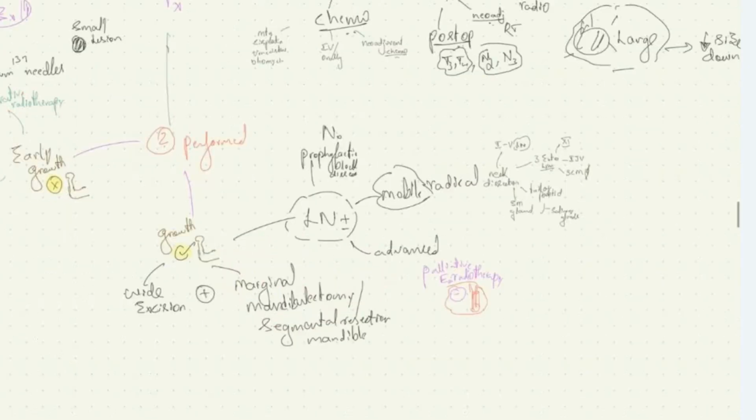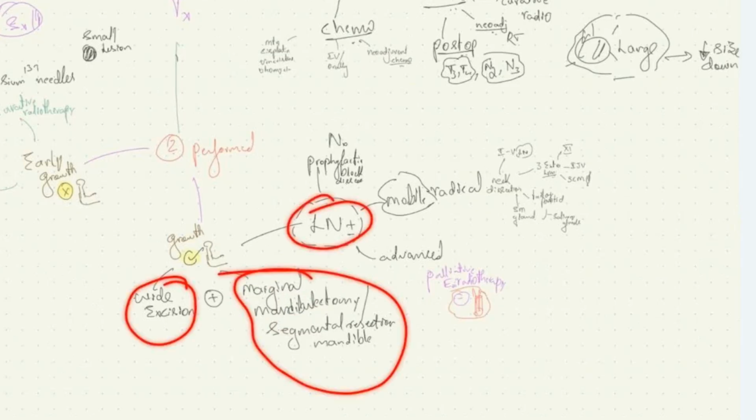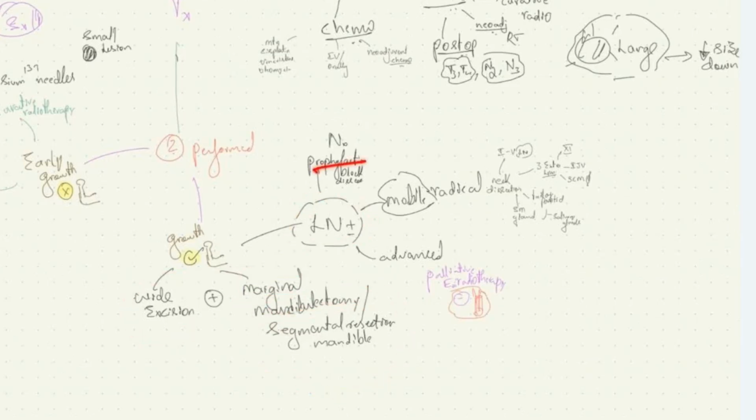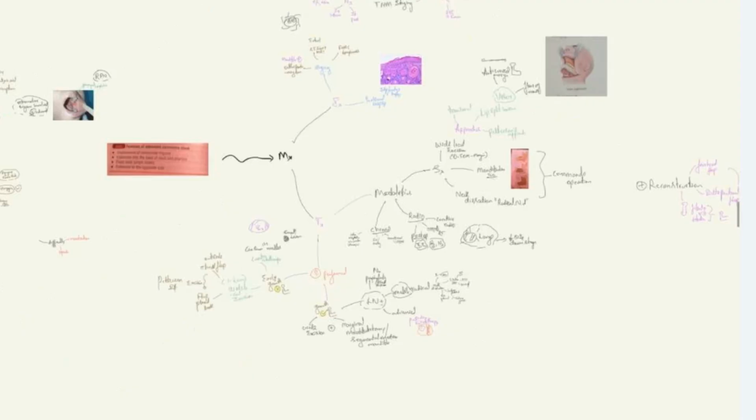And also, if the lymph nodes are not involved and the patient has only wide excision and marginal mandibulectomy, performing prophylactic block excision, that is prophylactic neck dissection, has been useful to reduce the recurrence of the carcinoma. This is all about the treatment of buccal carcinoma.